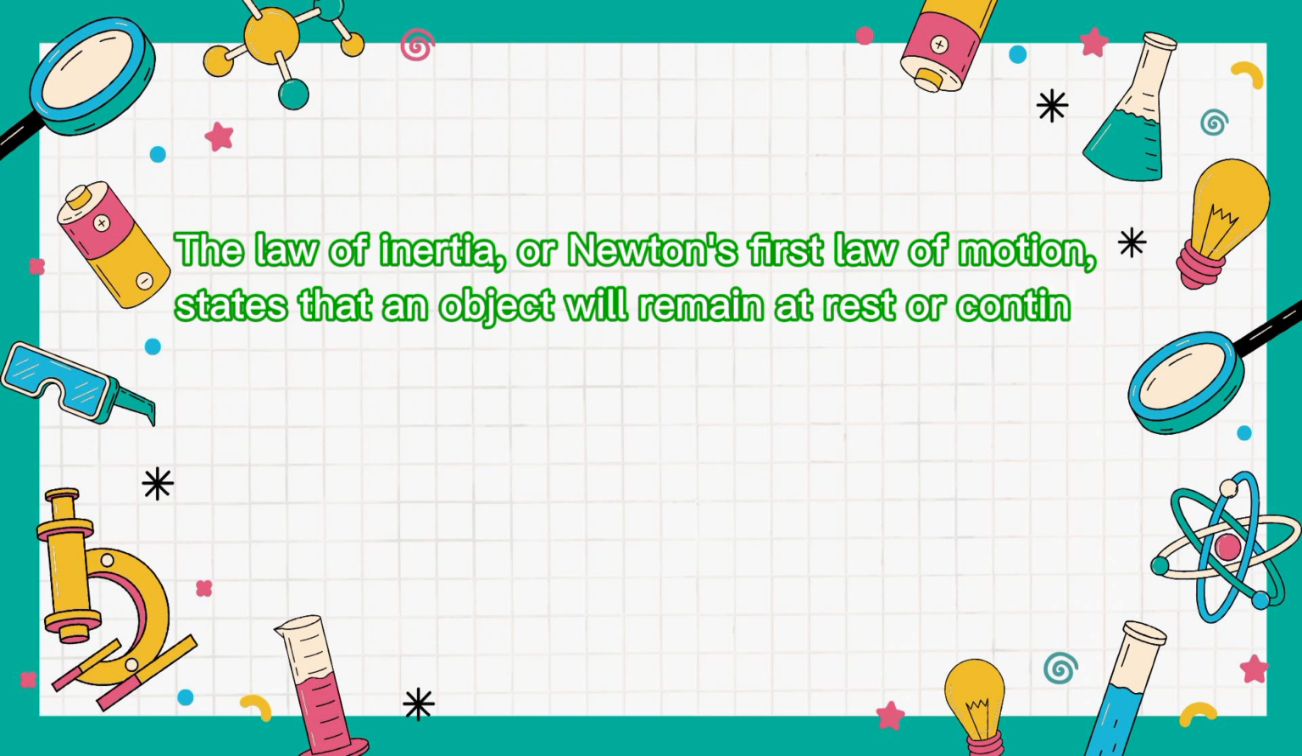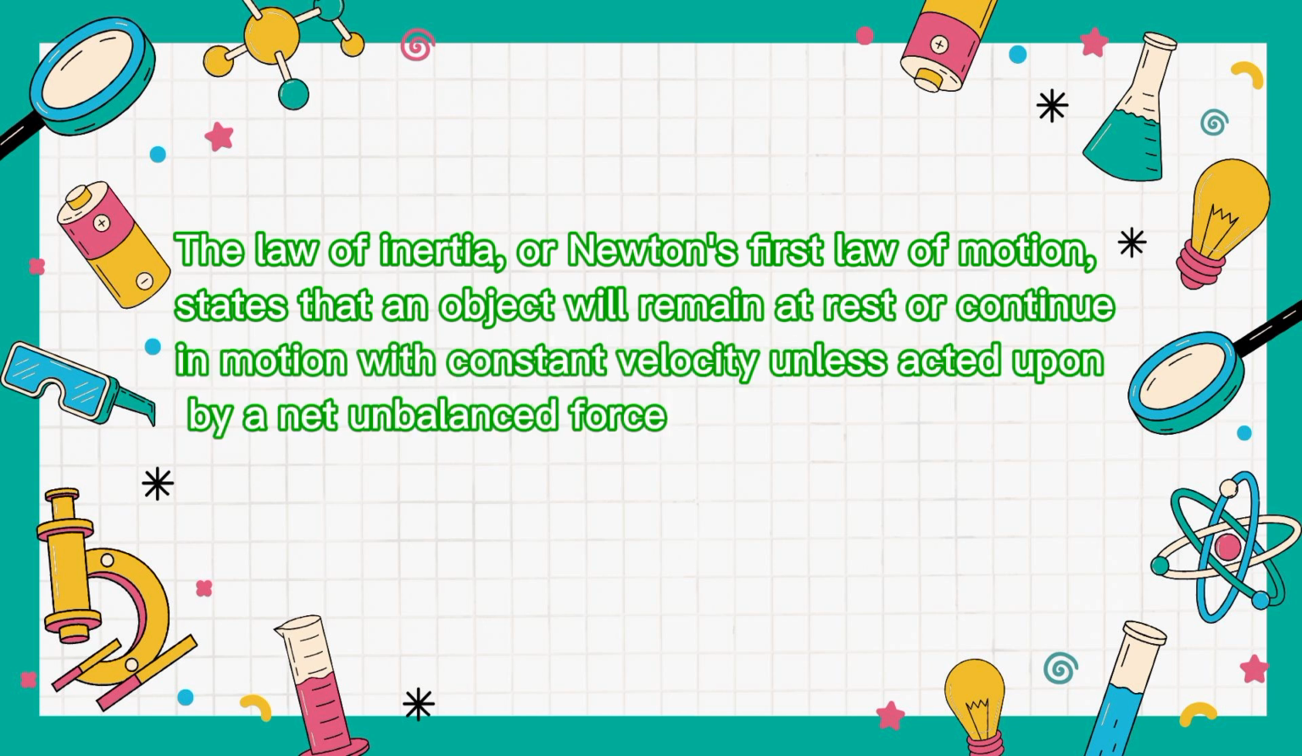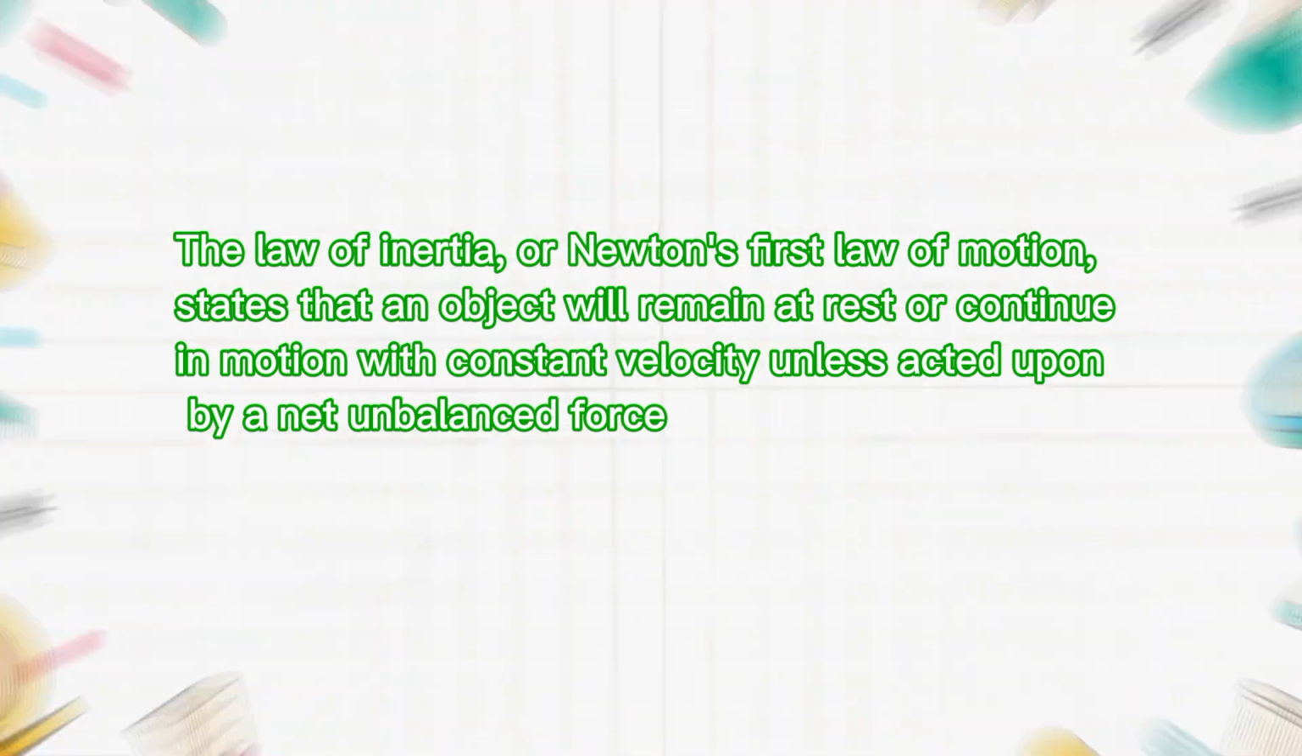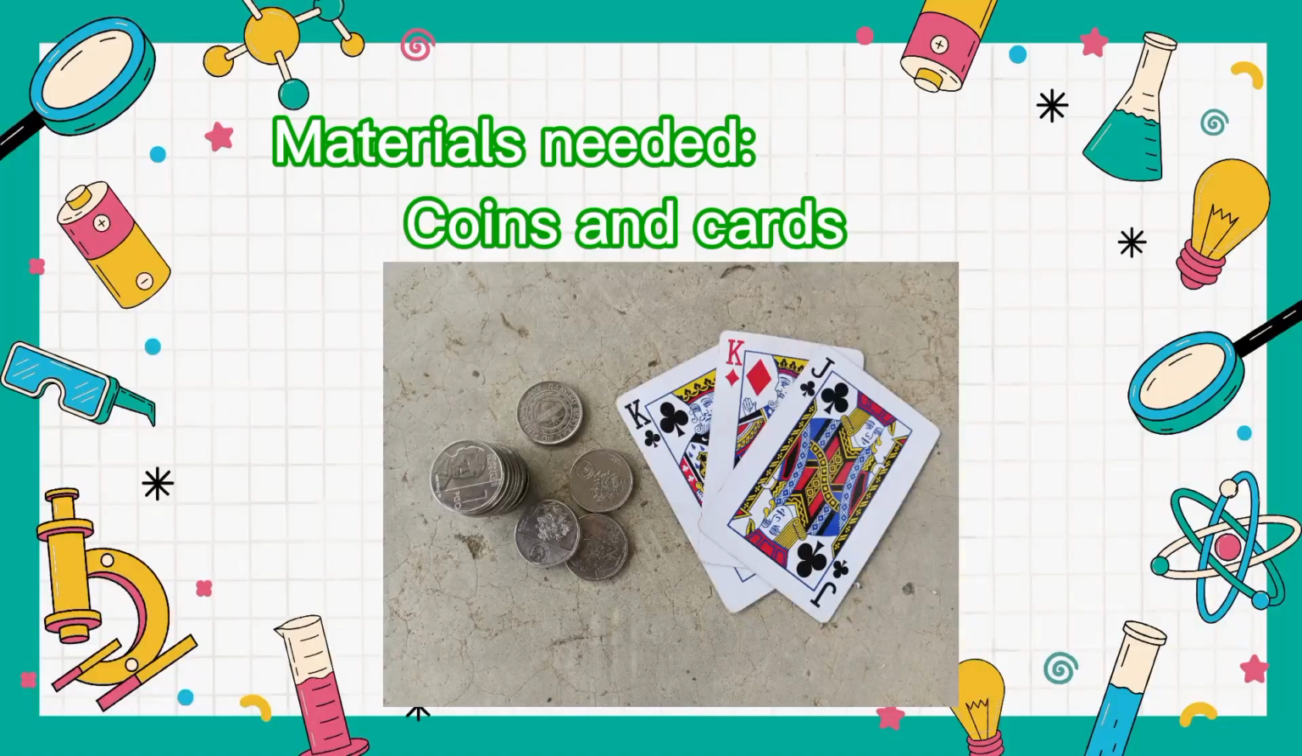The law of inertia, or Newton's first law of motion, states that an object will remain at rest or continue in motion with constant velocity unless acted upon by a net unbalanced force. For this experiment, we need a card and coins to show the law of inertia.